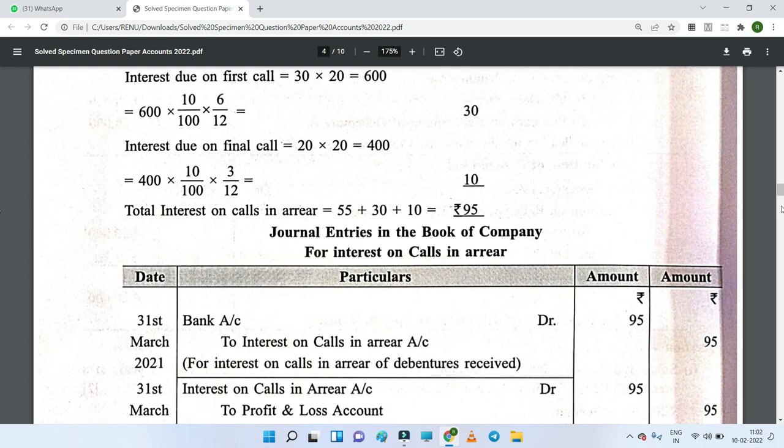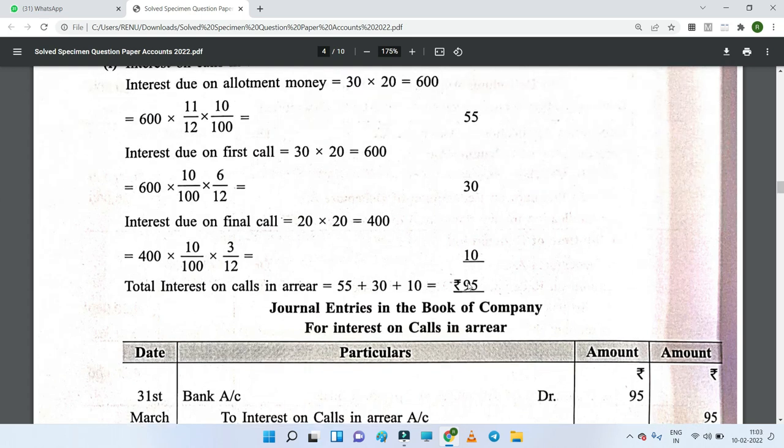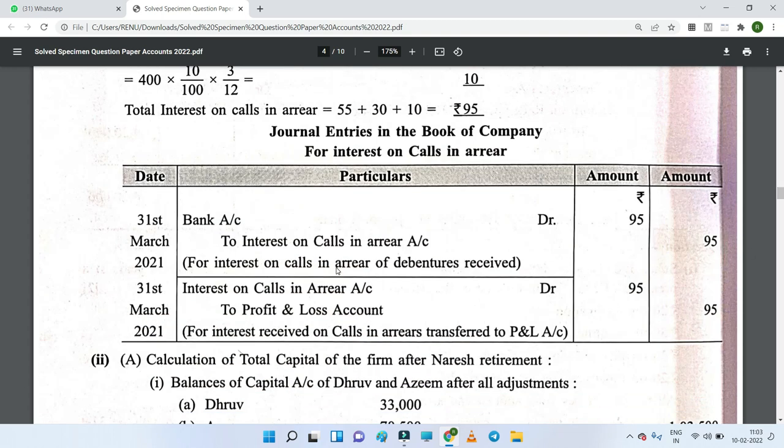So the total amount of interest for all the three due payments will be 95 rupees, and this will be the total interest on calls in arrear. This amount should be shown in the journal as bank account to interest on calls in arrear 95 rupees, and the same will be transferred to profit and loss account, and the entry will be interest on calls in arrear to profit and loss account 95 rupees.